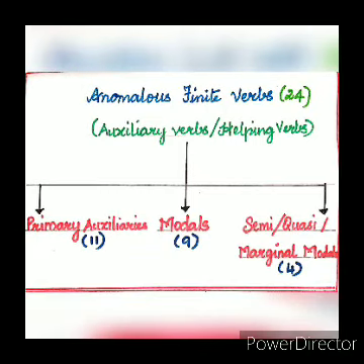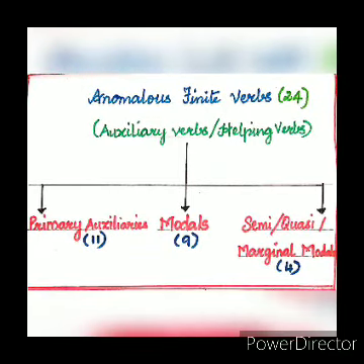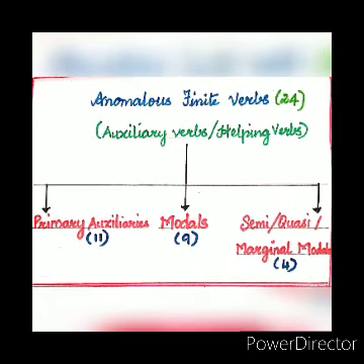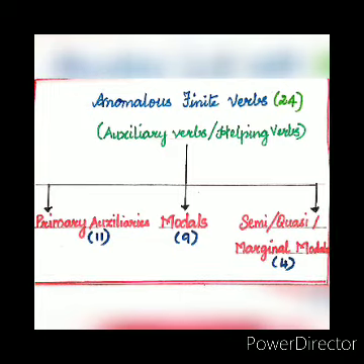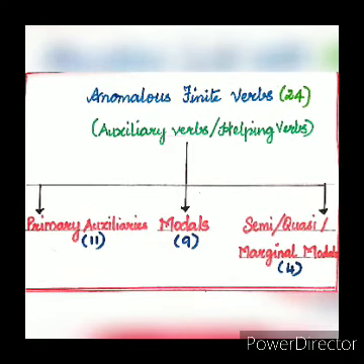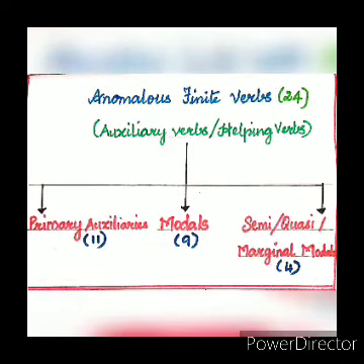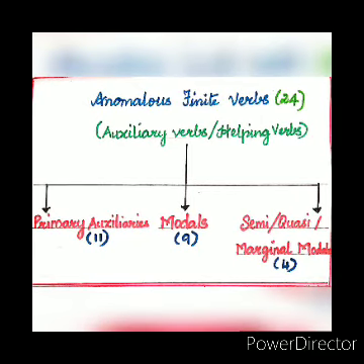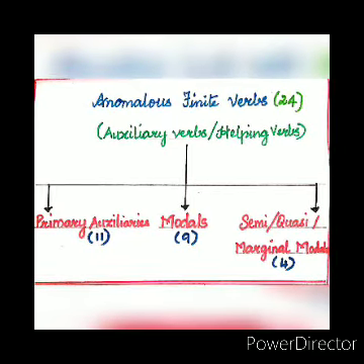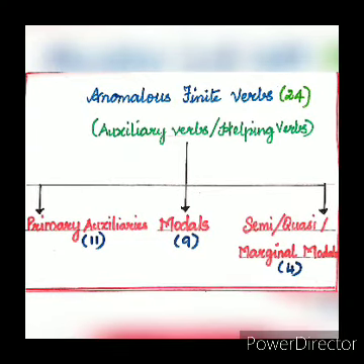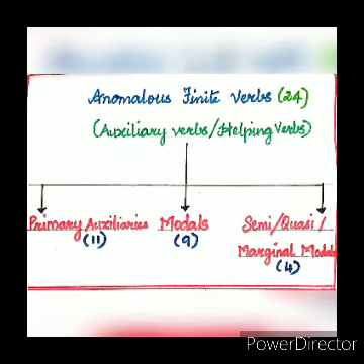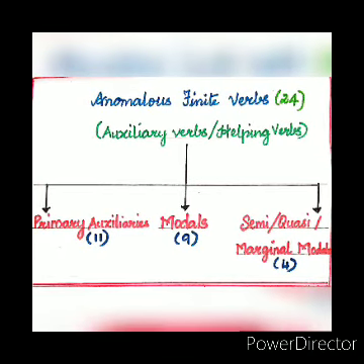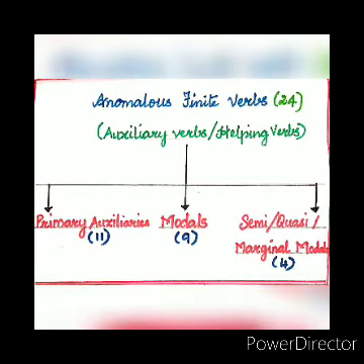Next, about the auxiliaries. Auxiliaries are also known as anomalous finite verbs or helping verbs. There are 24 anomalous finite verbs. Anomalous finite verbs are classified into 3: primary auxiliaries, modals, and semi or quasi or marginal modals. Let us see this elaborately.